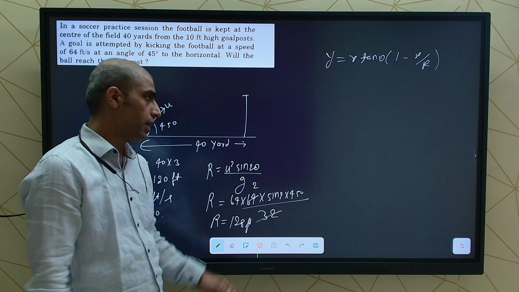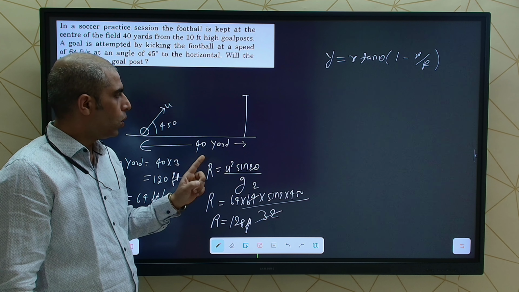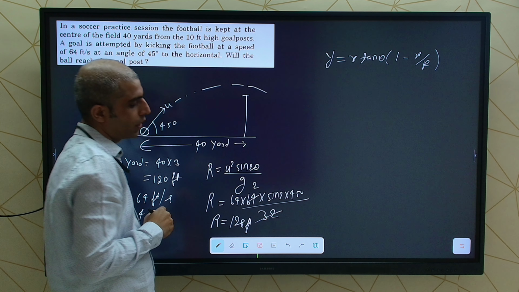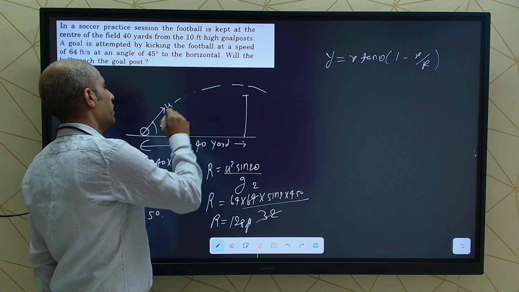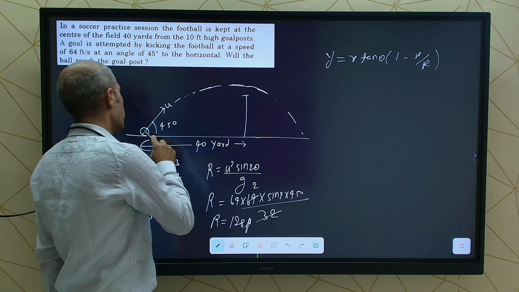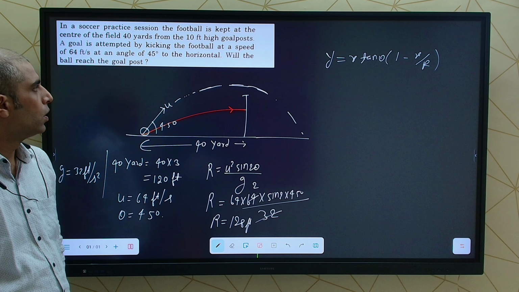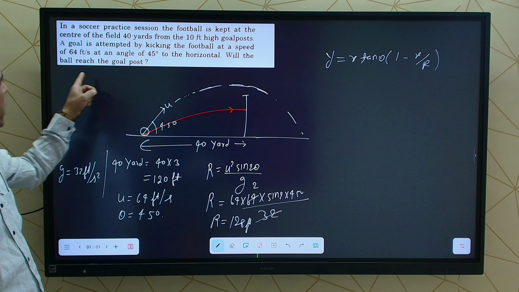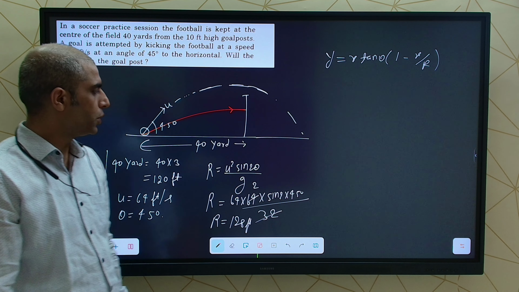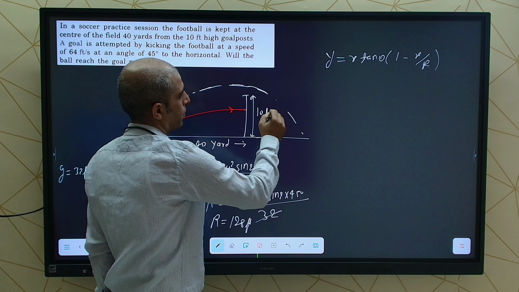So obviously this ball is either going to hit the goal post, or it can go over the top of the goal post. There are two possibilities. The ball can go like this and fall on the ground, or it can go like this and hit the goal post. So the question is asking, will the ball reach inside the goal post? The height of the goal post is how much? 10 feet. It is given, right?